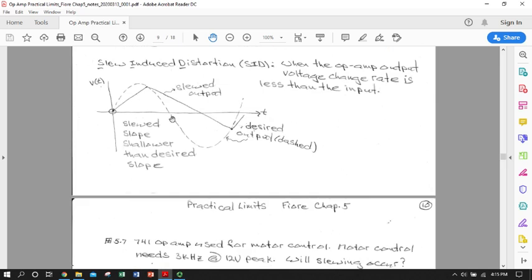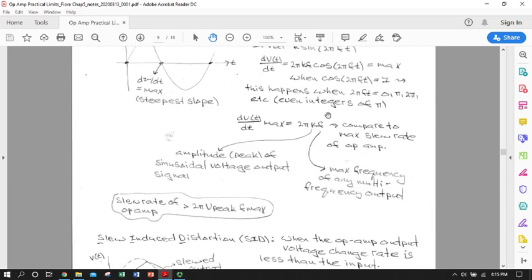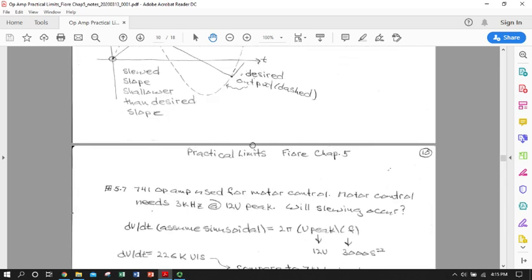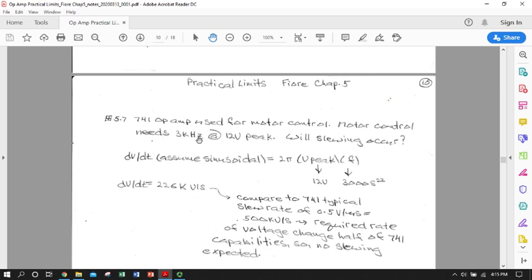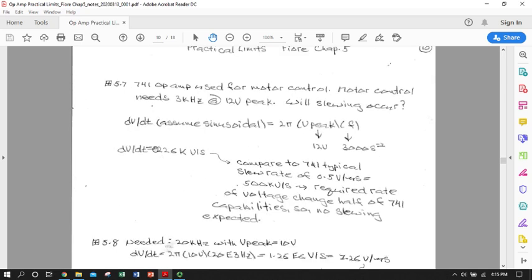So we're going to go back to this formula that we just derived. So we're going to say, okay, what does the motor need? Well, dV/dt is going to be 2 pi times our V peak, which was 12, times the frequency, which is 3 kilohertz. So that's 3,000 cycles per second. And this is 2 pi radians per cycle. And so that gives us 226 kilovolts per second.